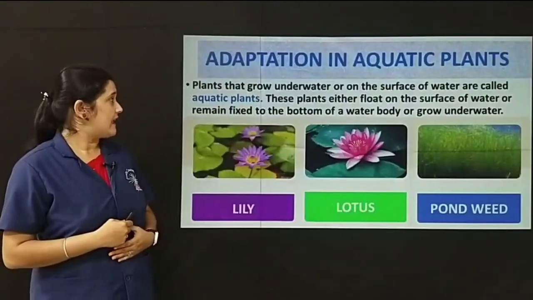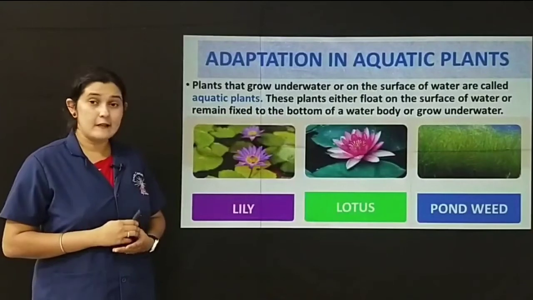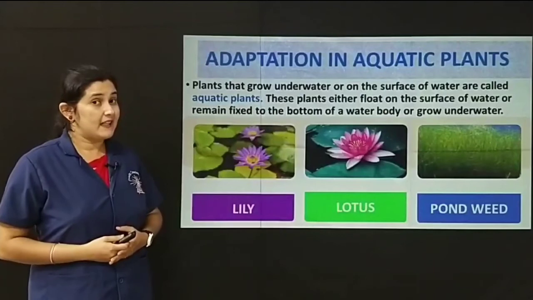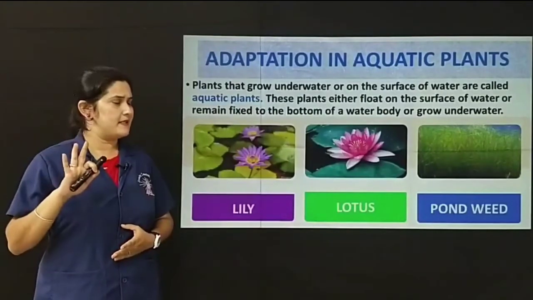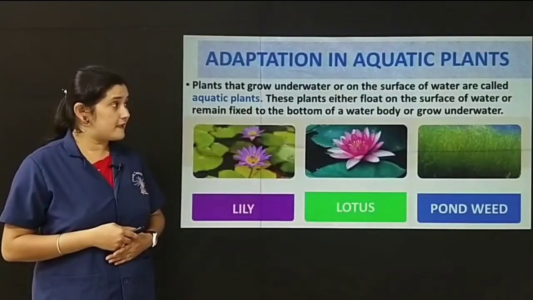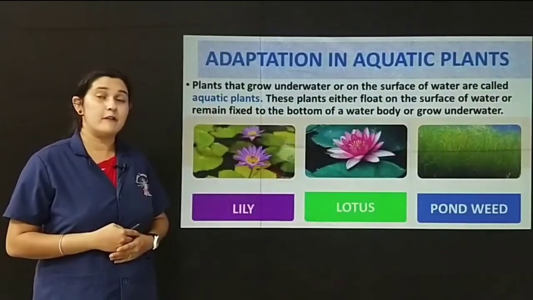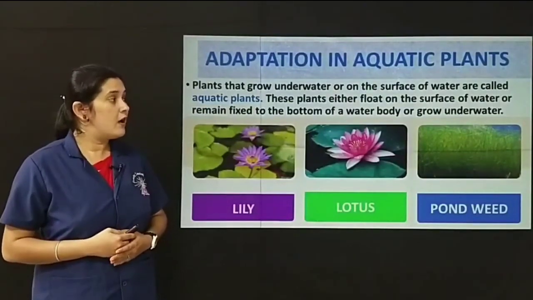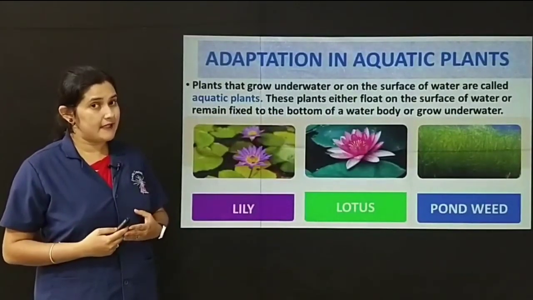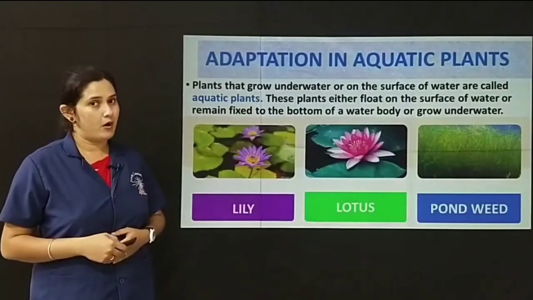Adaptation in aquatic plants. Plants that grow underwater or on the surface of the water are called aquatic plants. They are categorized into three types. These plants either float on the surface of water or remain fixed to the bottom of a water body or grow underwater. Here are the examples of aquatic plants. They are lily, lotus and pondweed.